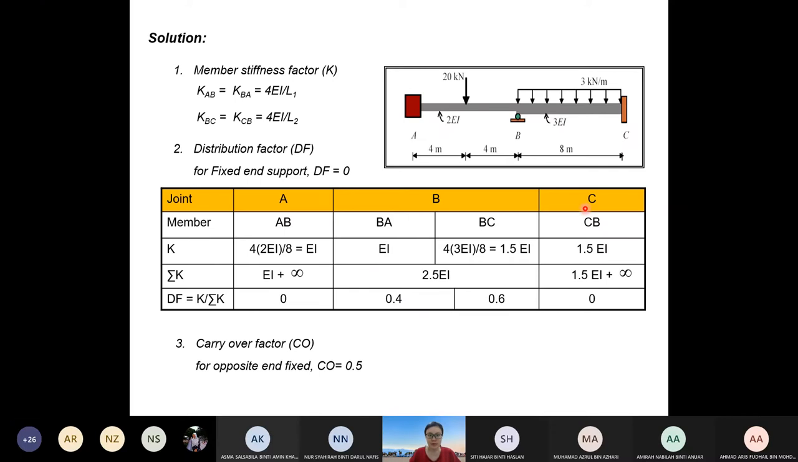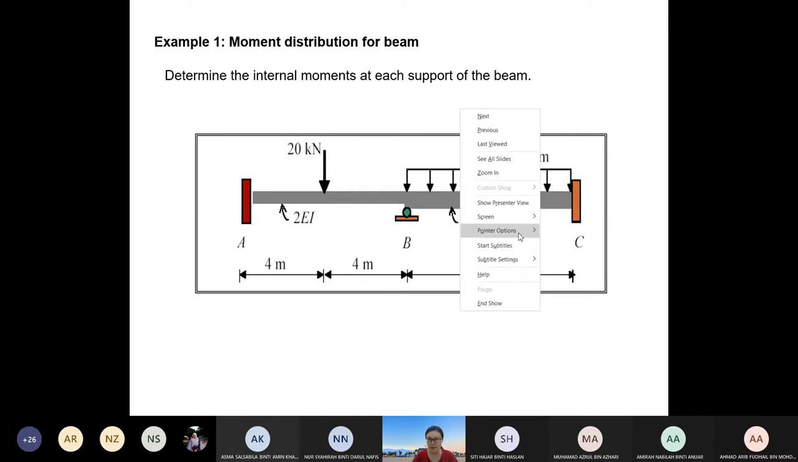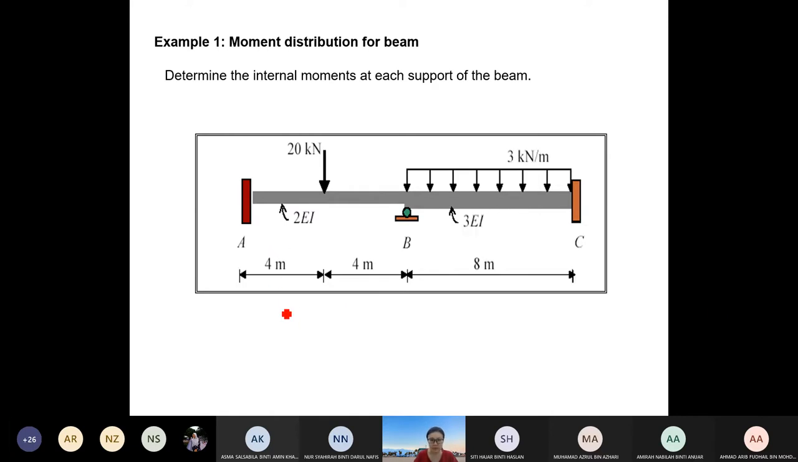Before we go to this, can you let me know, for this member AB, what is the member stiffness factor, the equation? Thank you very much. 4EI over L for BA, right? So it will be 4, the EI here is 2EI. So there will be 2EI over L. So this is how you do your member stiffness factor.